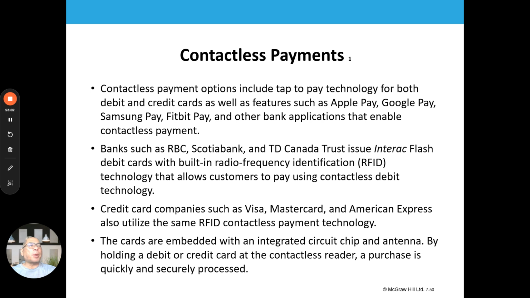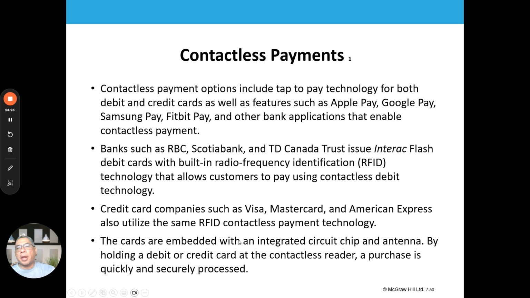And in parts of the world like Indonesia, they use GoPay and other different kinds of pay. Here in Canada, we have a number of major companies like RBC, Scotia, and TD. They use Interac Flash, which is a built-in radio frequency chip. Credit card companies are mostly Visa, MasterCard, American Express, and there's also Diners. There are also other brands of credit cards. It has everything: an integrated circuit chip and antenna.